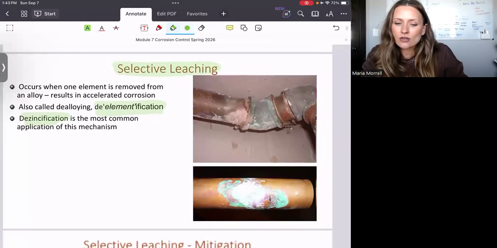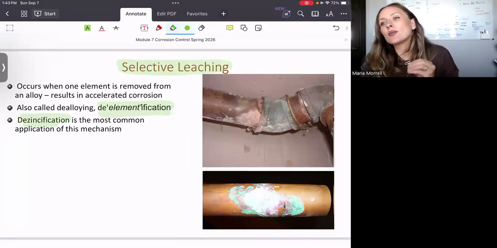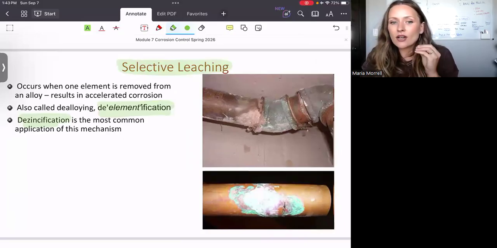Even though I chose these two examples, I always tell my students, whenever you see this greenish tint, do not jump to the conclusion that you're looking at selective leaching. Because you can just have copper corroding, and it also will give you this green tint as well.